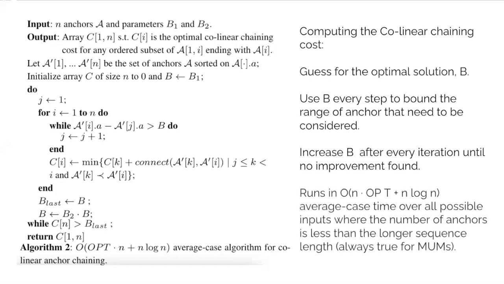And we are able to show using this algorithm that it runs in average case time, big O of n times opt plus n log n, over all possible inputs where the number of anchors is less than the longer sequence length. This is a property that always holds true for maximum unique matches, or MUMs.